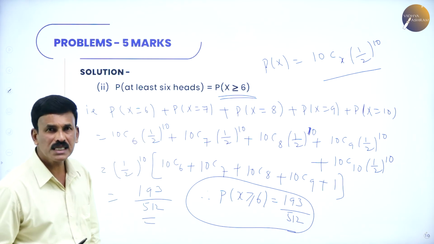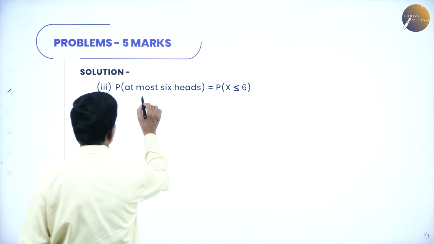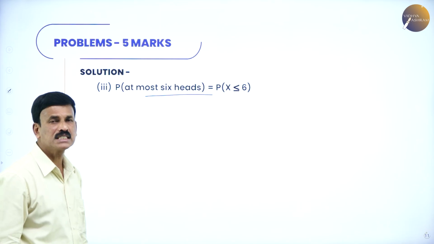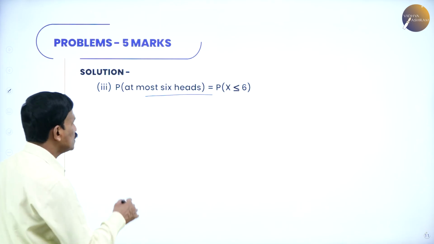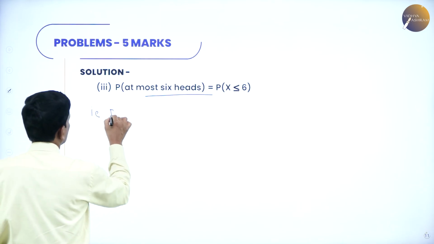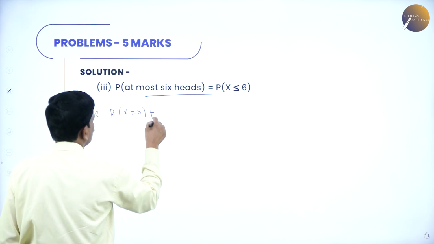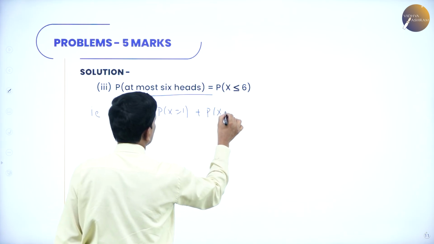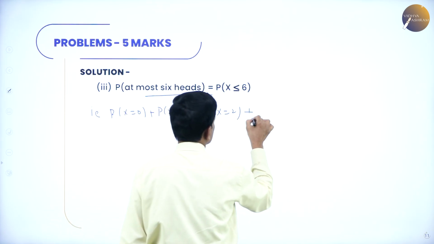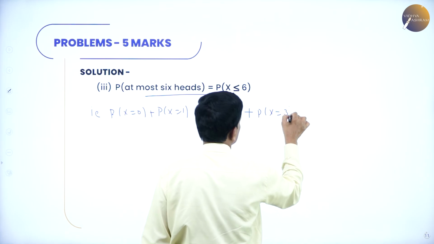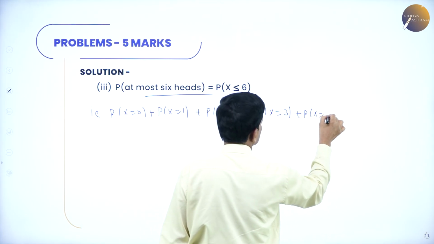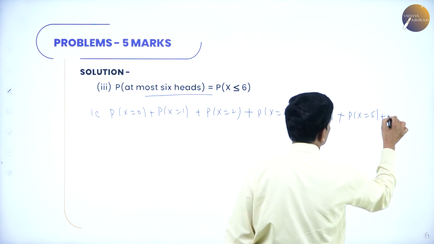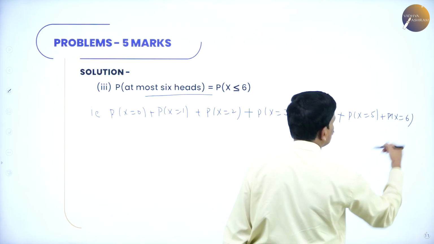Now let us come to case 3. What is case 3? At most 6 heads. At most 6 heads means probability of x less than or equal to 6. So therefore that is probability of x is equal to 0 plus probability of x is equal to 1 plus probability of x is equal to 2 plus probability of x is equal to 3 plus probability of x is equal to 4 plus probability of x is equal to 5 plus probability of x is equal to 6.